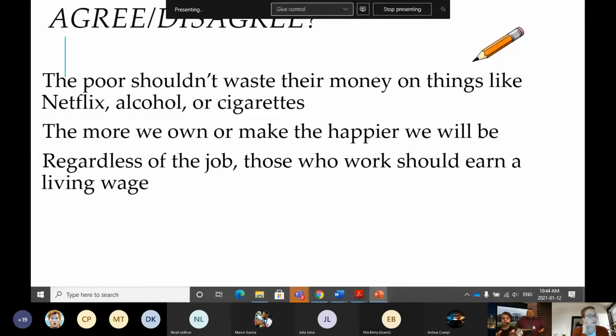The next point, agree or disagree. Regardless of the job, those who work should earn a living wage, which means basically they should earn enough money to live decently comfortably.